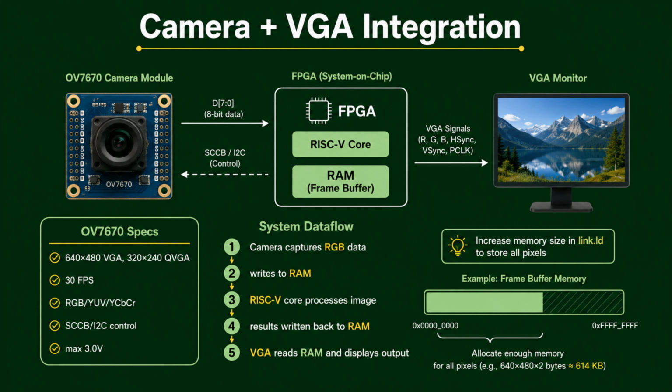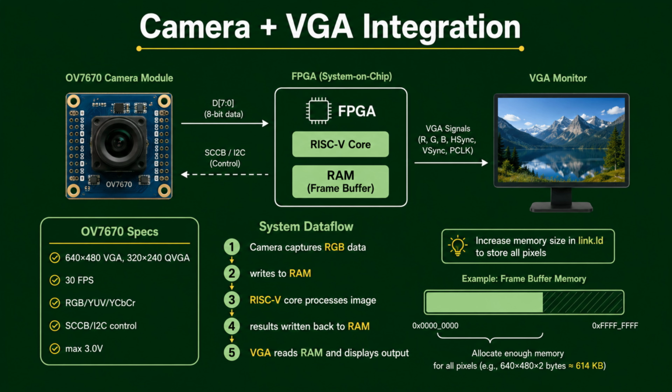Memory size becomes an important practical consideration here. An image contains a large number of pixels. For example, a QVGA frame at 320 by 240 already contains 76,800 pixels. Therefore, the default memory configuration used for a simple LED program is not sufficient for storing a complete image. In the project, the memory allocation is increased by modifying the linker script, specifically the link.ld configuration.